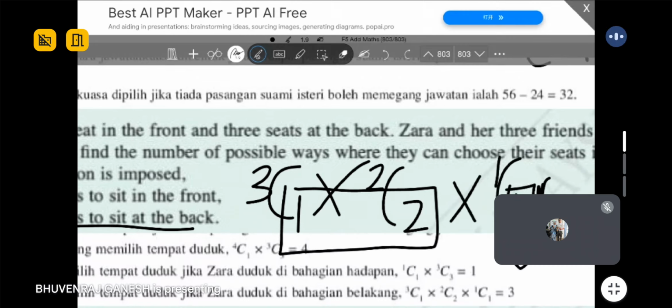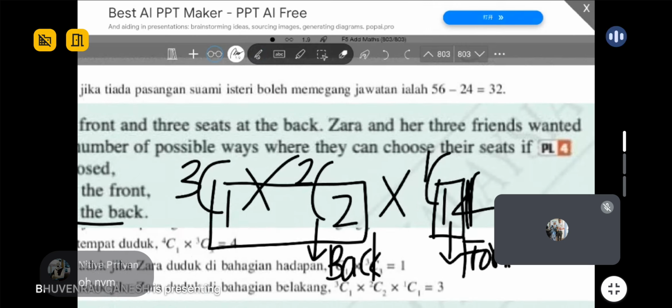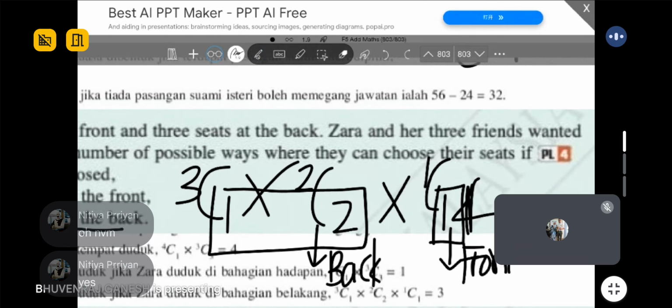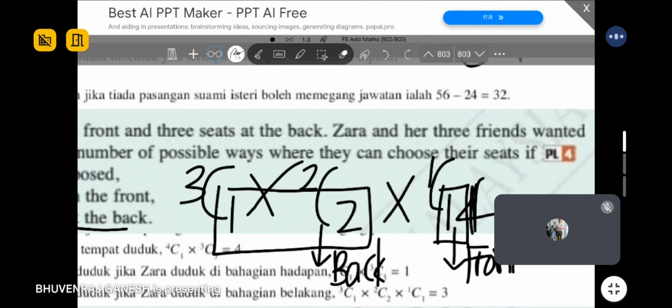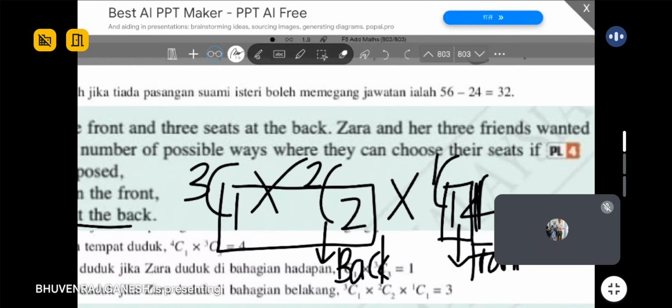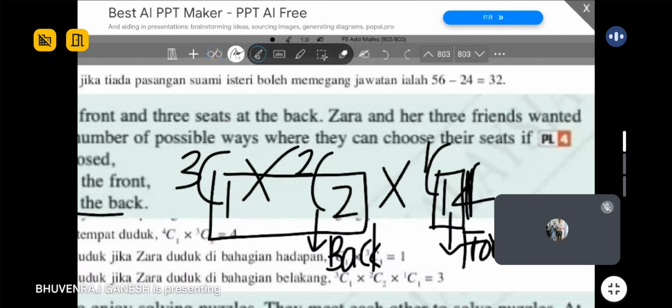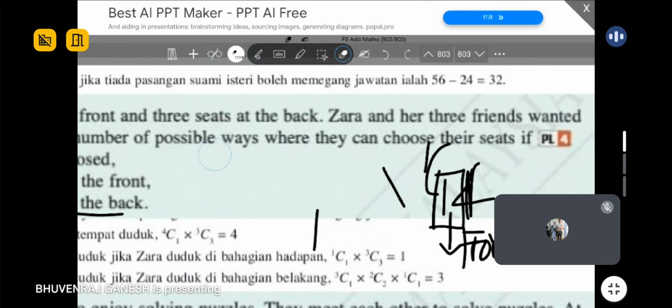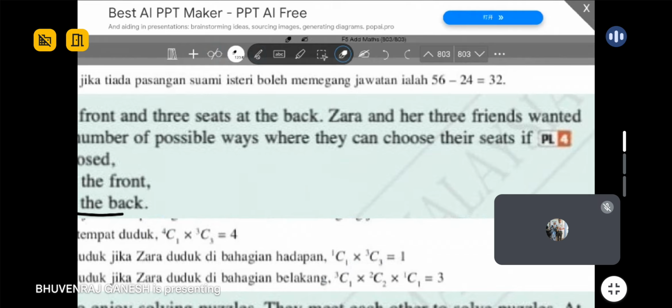This one is front, back. Can understand guys? You must separate because it's 2 different positions at the back and the front. So you will have 3C1 times 2C2 times 1C1. So the answer is 3.